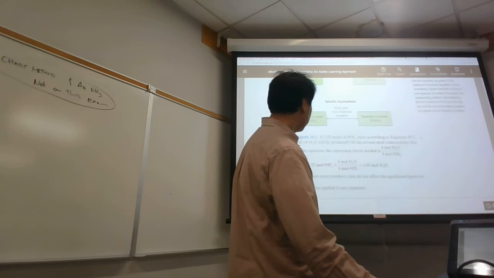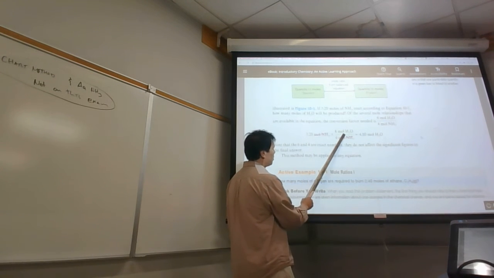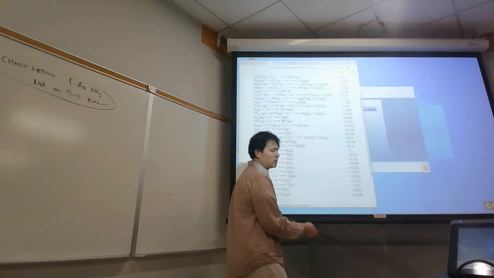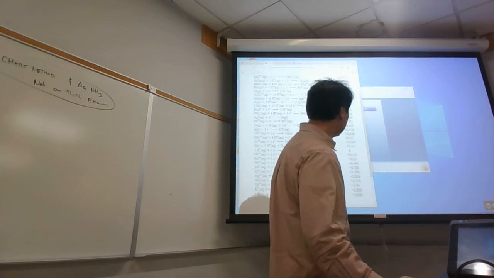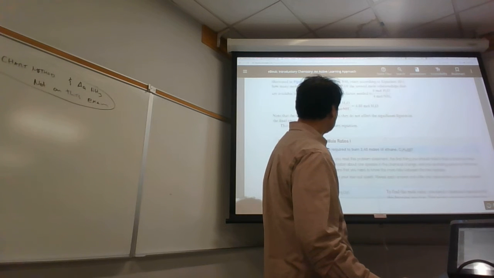And so a typical calculation is pretty straightforward. Let's say I have 3.20 moles of ammonia. How many moles of water would I produce? I just look at the ratio. It's a 6-to-4 ratio there. Okay.